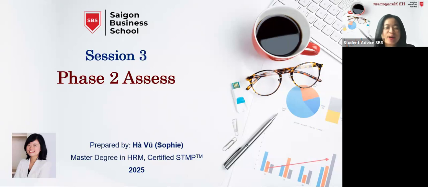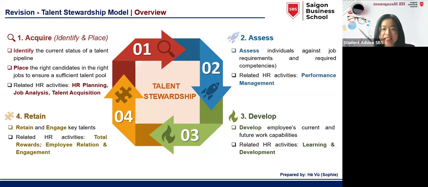Okay, so we come to section 3, the phase 2 assess. In our previous lesson, we took a look at the first phase of the talent stewardship model, acquire, including identify and place. For the first element, identify, there are two specific objectives. Firstly, understand the current status of the talent pipeline, or specifically understand the business need of workforce, the demand side, and availability of internal and external sources, the supply side. This objective will be achieved through HR planning.